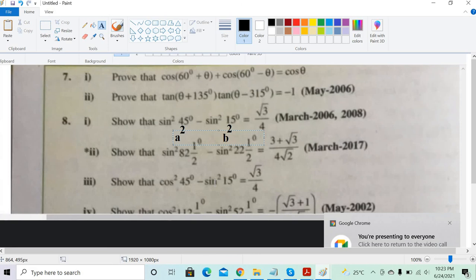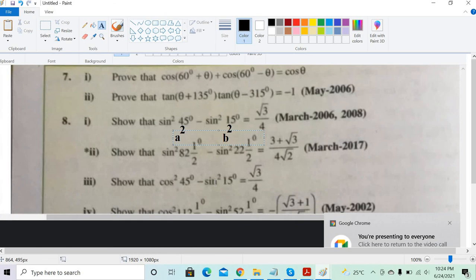It's sine 105 into root 3 by 2. Sure? 100%. Sine 105 into root 3 by 2. Now we need to put sine 105 in terms of something, right? Sine 105 is what? 180 minus 105, 65. Sine in the second quadrant is positive. Sine 65.